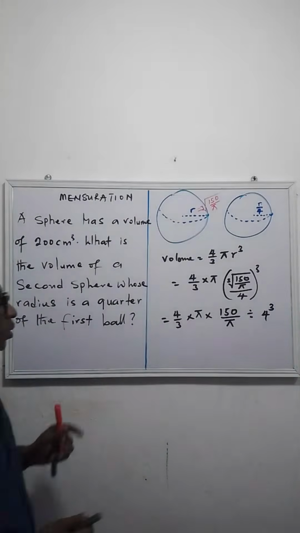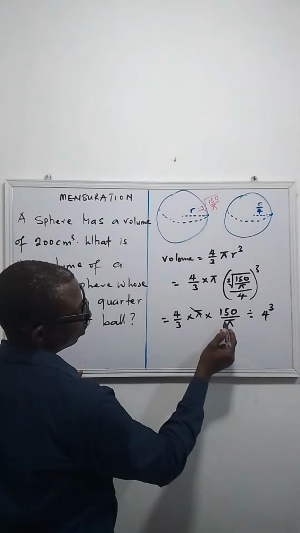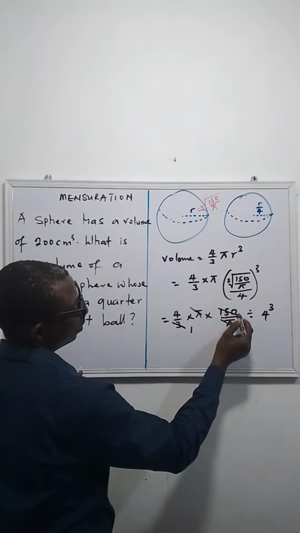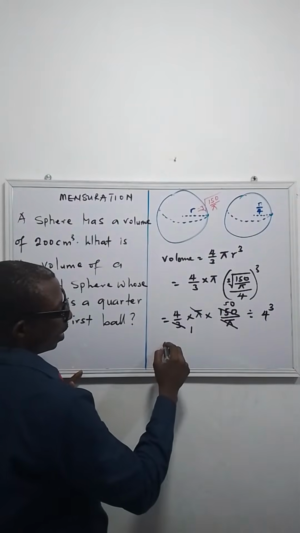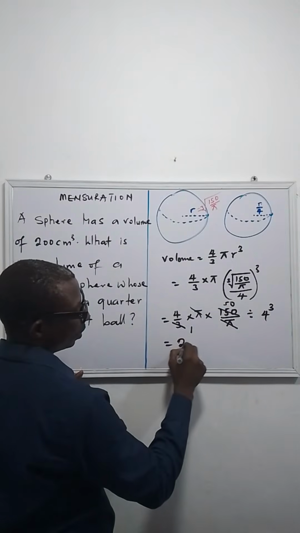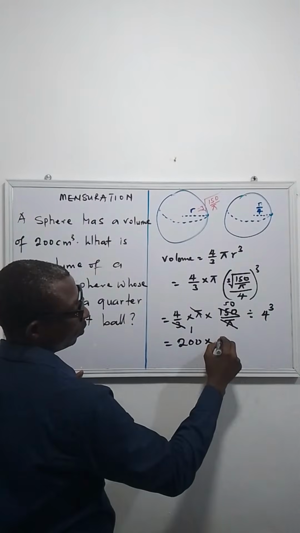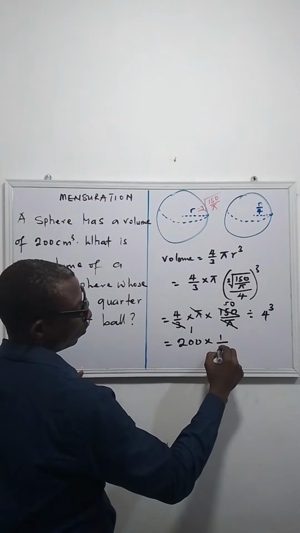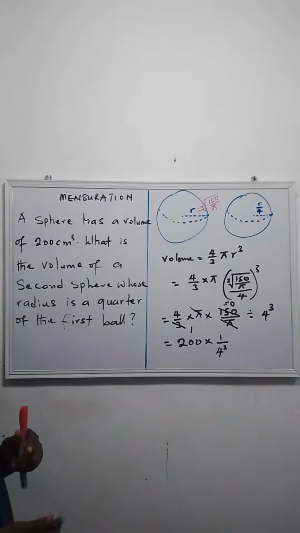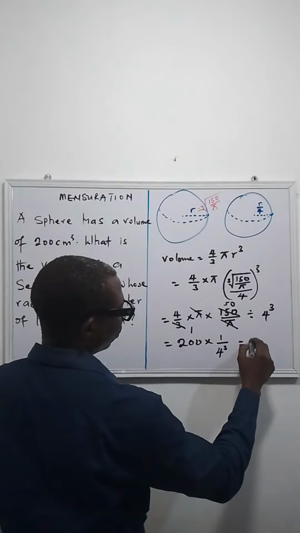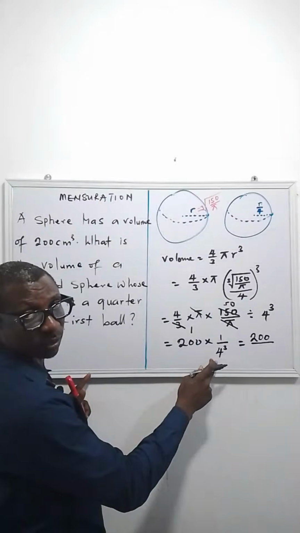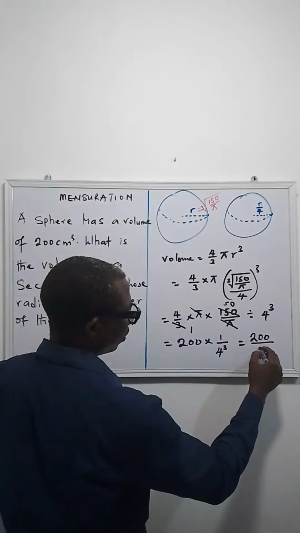Okay, so now this cancels this. Now 3 goes here 1, and 3 goes here is 50. So I have 2 now, 4 times 50, that is 200 times, now this is going to give you 1 over 4 raised to the power of 3. And that is going to give you 200 over 64. 4 times 4, 16. 16 times 4, that's 64.